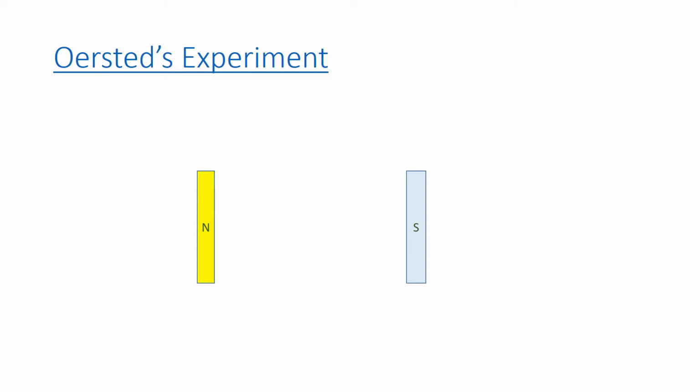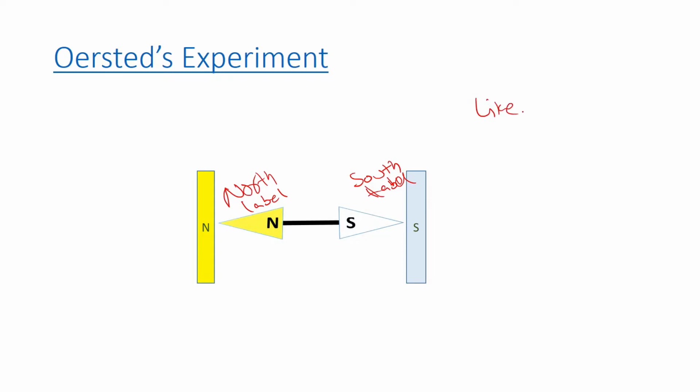Now, if you place a compass here, the north label of the compass would always point towards the north of the Earth's magnetic field, and the south label of the compass would always point towards the south of the magnetic field. How does this happen? This is because of the property of magnets that like poles repel and unlike poles attract.